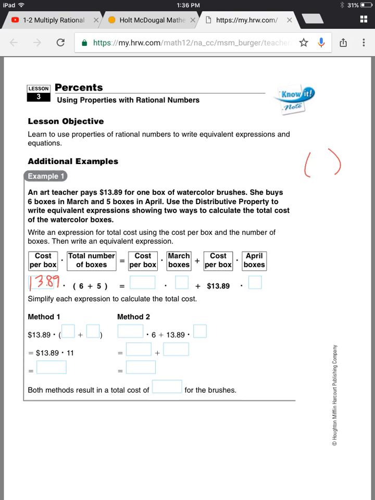Okay, so the cost per box was $13.89 times the amount she bought in March, which was 6, plus the cost per box was $13.89 times the amount she bought in April, which was 5. Okay, that's how we use the distributive property.